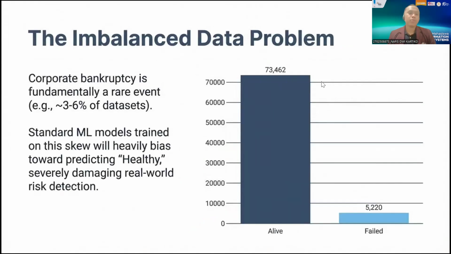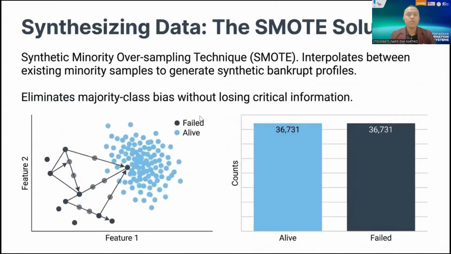And then the next problem is the imbalanced data problem. Corporate bankruptcy is fundamentally a rare event. For example, here it is only 3 until 6% of the datasets. So standard machine learning models trained on this skew will heavily bias toward predicting healthy firms and severely damage real-world risk detection. So for this problem, we can use SMOTE, the synthetic minority oversampling technique.